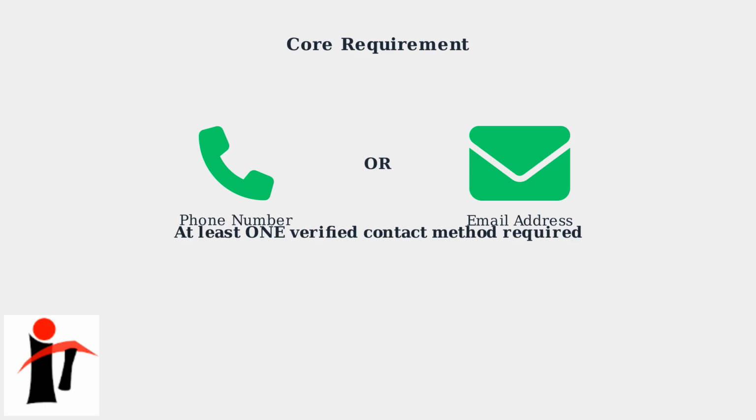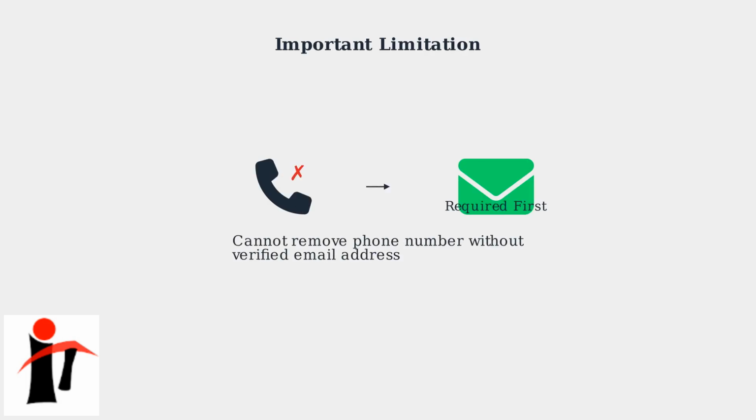This can be either a phone number or an email address, but you must have one of them verified to maintain your account. You cannot completely remove your phone number from Cash App without first adding and verifying an email address as an alternative. This ensures you always have at least one way to verify your identity and recover your account.